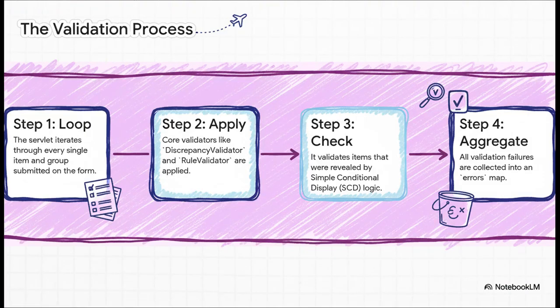This isn't just one check, it's a whole process designed to make sure the data is clean. First, it literally loops through every single item and group that was submitted. Then, for each piece of data, it throws the core validators at it, things like the discrepancy validator and rule validator. It's also smart enough to validate items that only appeared because of some conditional logic. And if anything fails, anything at all, it gets collected into this errors map. Nothing slips through the cracks.